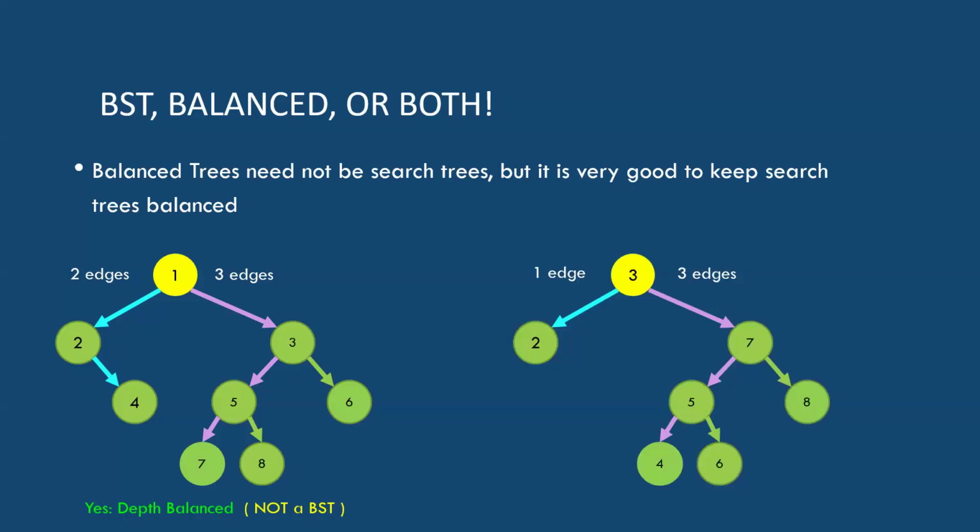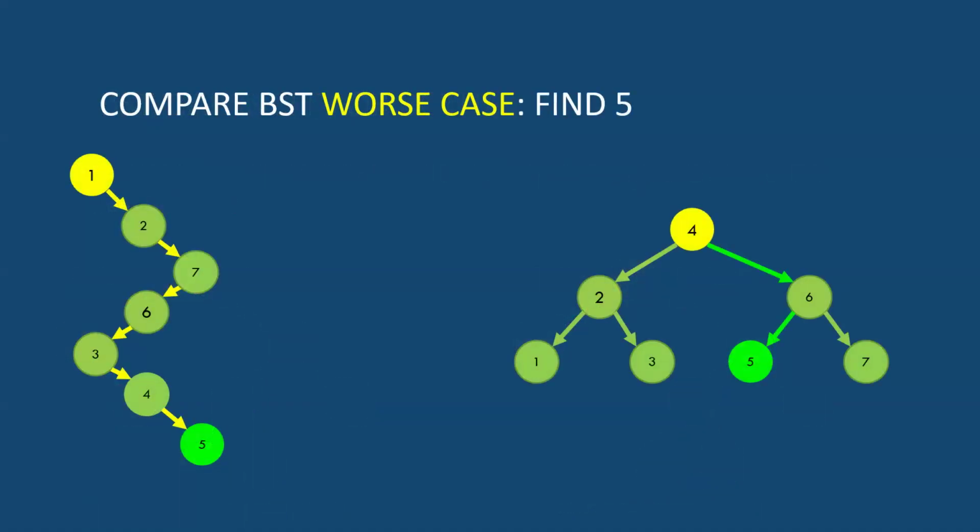On the right side here, we have something that is unbalanced, but is a binary search tree. So these two things can actually kind of happen separately, okay? Let's take a look at some worst case scenarios, right? If we're trying to find a 5 in a relatively unbalanced search tree, it's pretty obvious why that's a bad thing, right? We have to travel through 6 edges to find the 5, versus if we could fix that thing up, it's a lot more efficient.